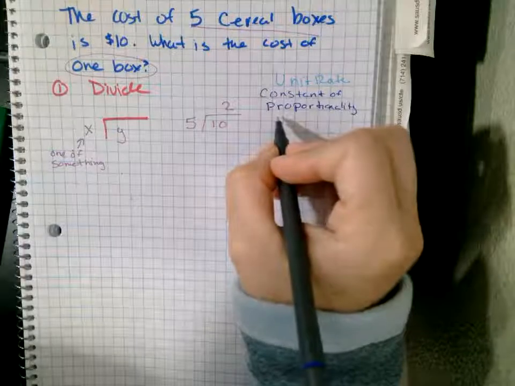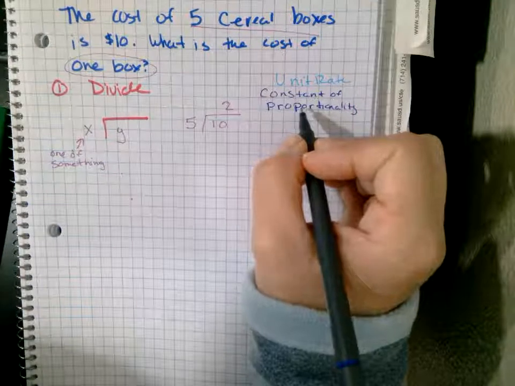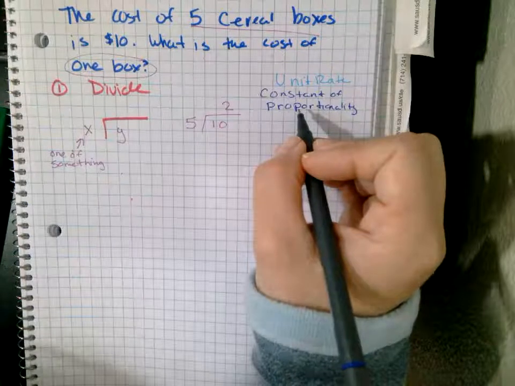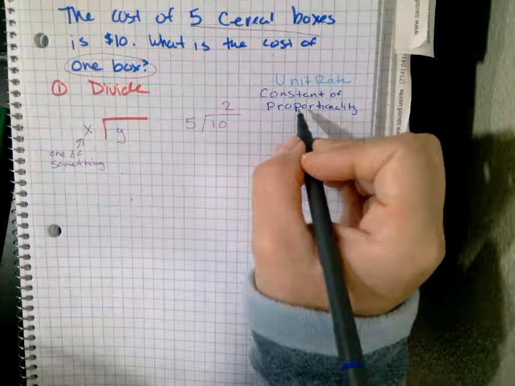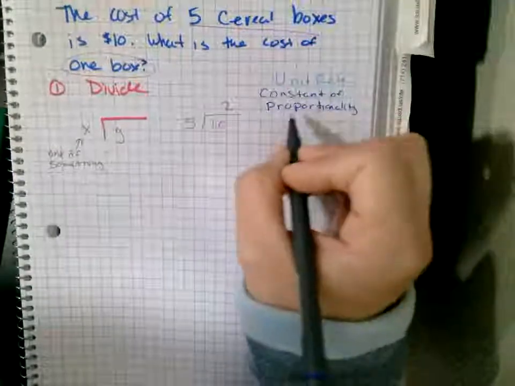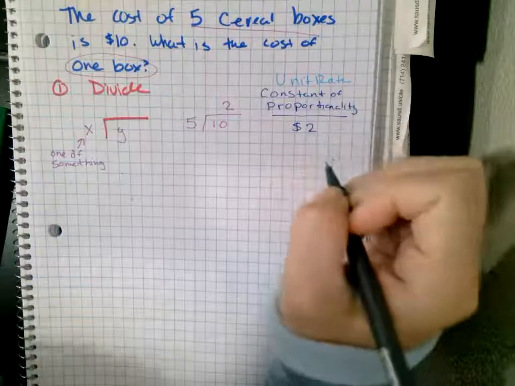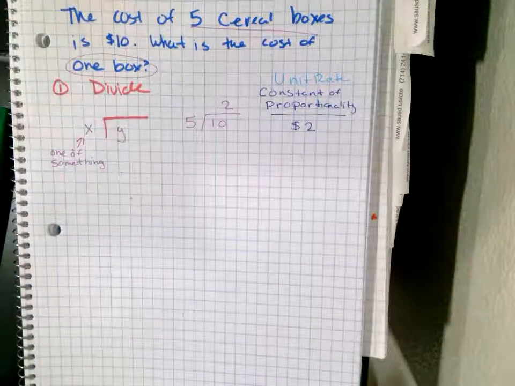Okay? I'll eventually abbreviate constant of proportionality, but today we're going to have to write it out. We have to get used to writing it, reading it, and these words that are like, what in the world is constant of proportionality? That's called unit rate. In this problem, the unit rate is equal to $2.